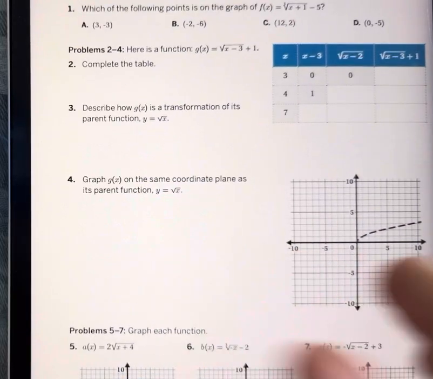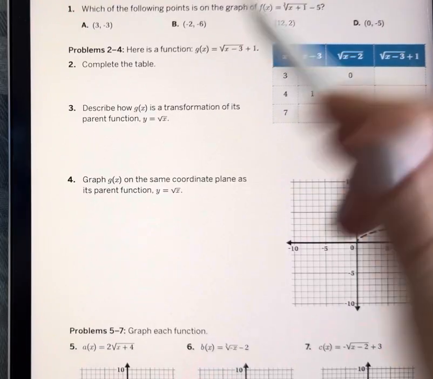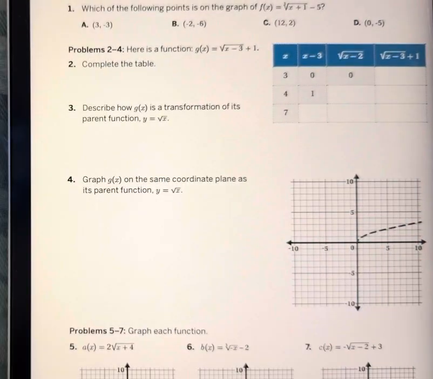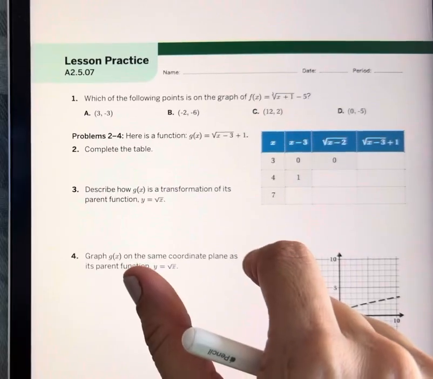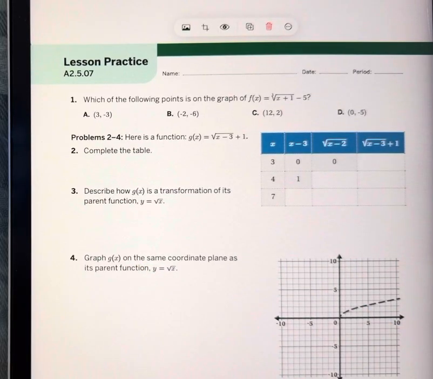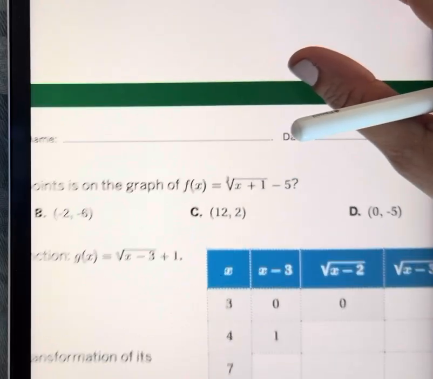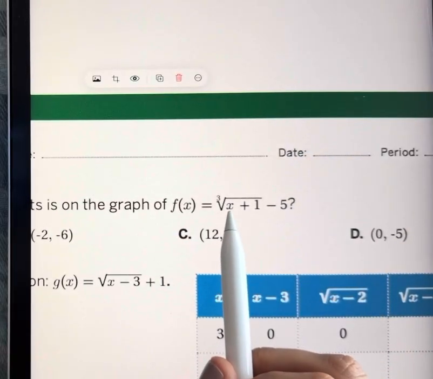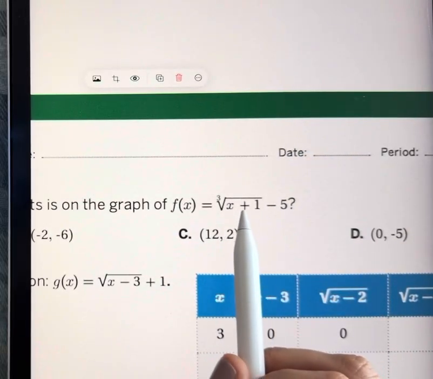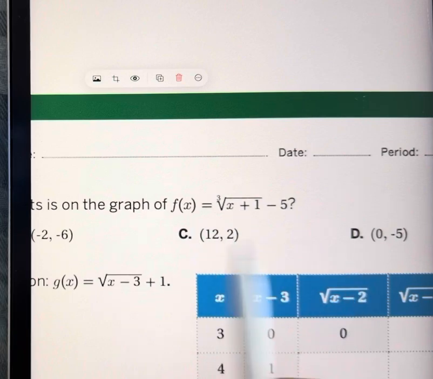So let's see, you guys. I notice all of these points are integers. So what I'm thinking is that there aren't too many choices, because if I'm going to cube root a number here, it needs to come out to be an integer, because all these numbers are integers.